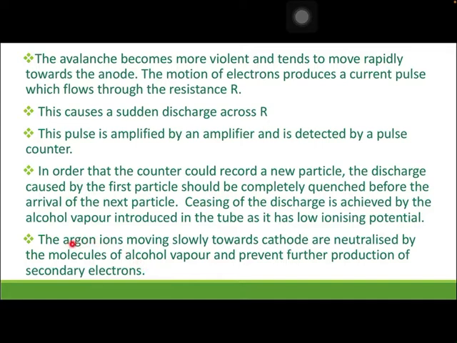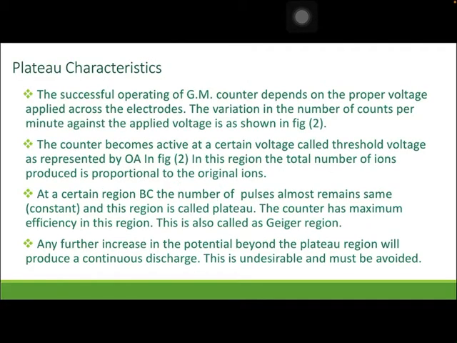So the argon ions, which are positive and moving slowly towards the cathode, have to be quenched or removed. Otherwise, they also will generate pulses and the counter gets confused about which pulse to detect. Whatever the unwanted pulses are, they have to be neutralized or removed. That process is called quenching. The argon ions moving slowly towards the cathode are neutralized by the molecules of the alcohol vapor and prevent further production of secondary electrons.